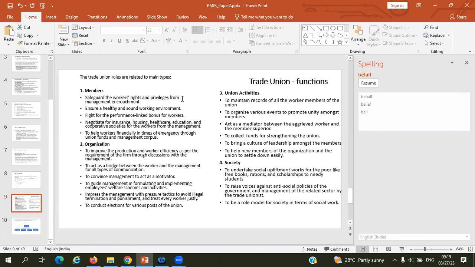So for members, what is given? Safeguard the workers' rights and privileges with the management. So it is protecting the members. If a member has some problem, like I was giving the example, if someone meets with an accident or is sick, or one person lost his hand or leg and cannot work, he should get compensation. So instead of him personally fighting, the union represents his case to the management, to the government. So he will get his compensation, whatever loss he has incurred. So that is one function, safeguard and promote.